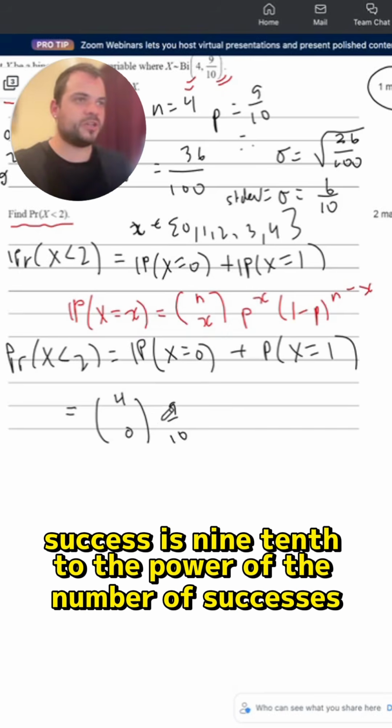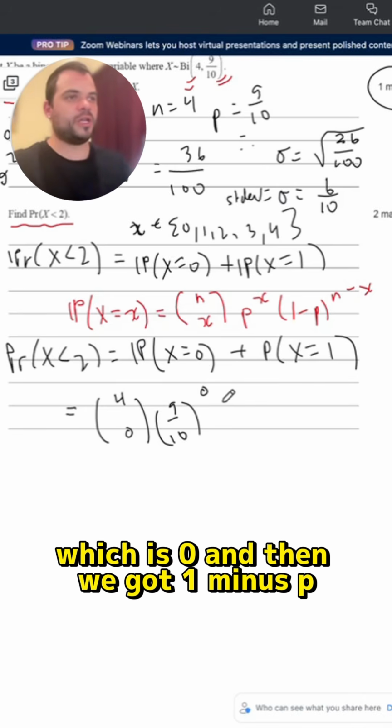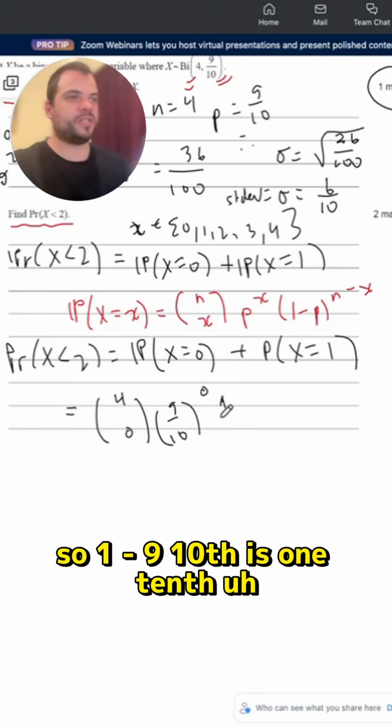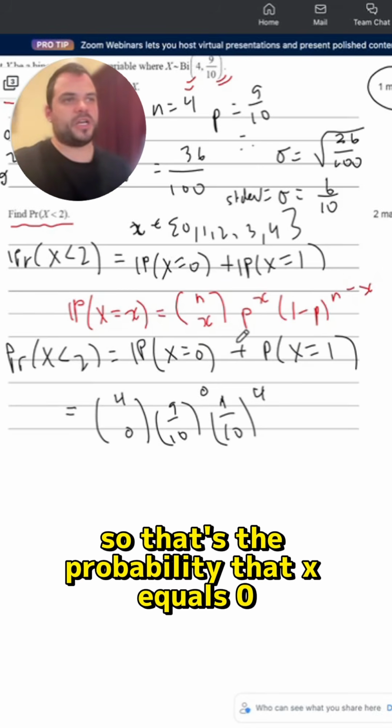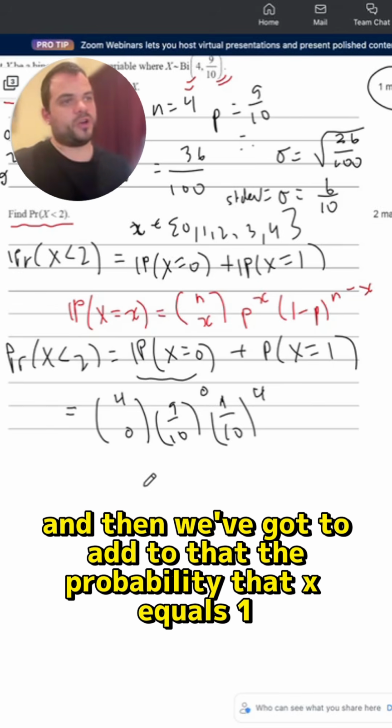Probability of success is 9/10 to the power of the number of successes, which is 0. And then we've got 1 minus p, so 1 minus 9/10 is 1/10, to the power of n minus x, which is 4 minus 0, is 4. So that's the probability that x equals 0. And then we've got to add to that the probability that x equals 1.